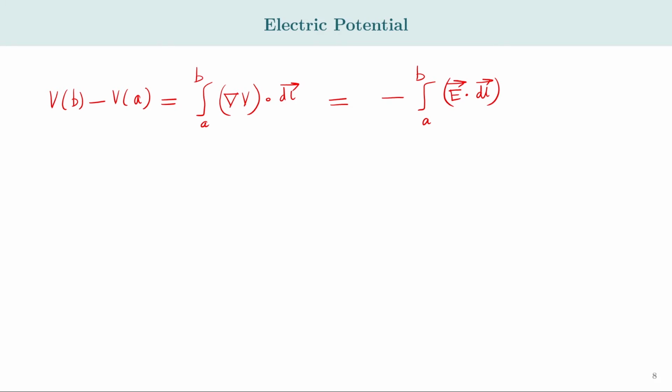And this is true for any points A and B. Hence, the integrands must be equal. Or from here, we'll get E as equal to negative of del V. And this is the differential version of the potential equation. And this says that the electric field is the gradient of a scalar potential.